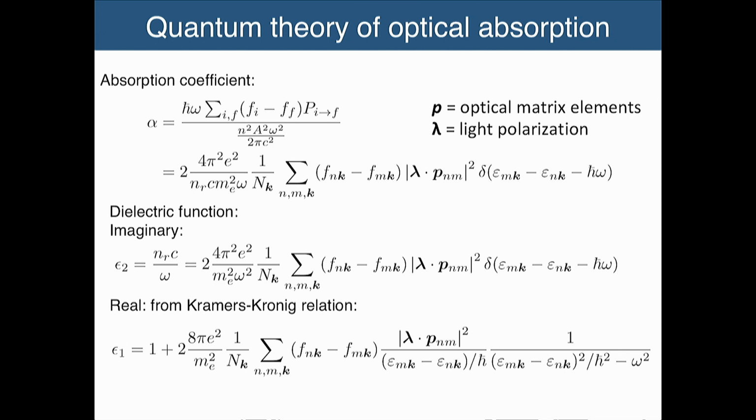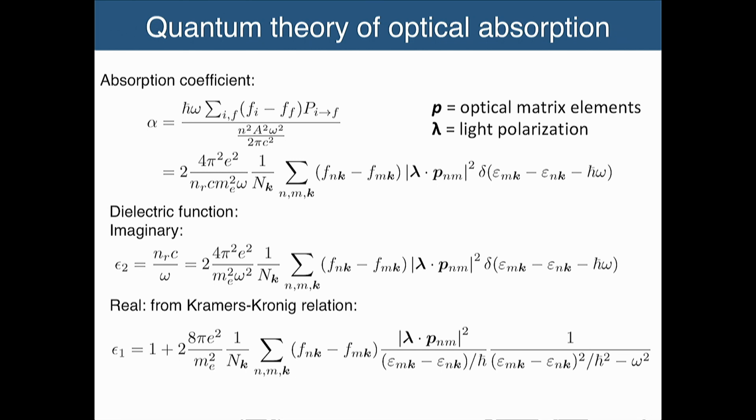Last, you have to multiply by the energy conserving delta function. So your final state has to be the initial plus the photon energy. So this acts like a density of states. The more states you have, the more probable it is to absorb the photon. Okay. And of course, if you know the absorption coefficient, you can also find the imaginary part of the dielectric function. Again, a similar equation with a different prefactor. Otherwise, the same quantities come in.